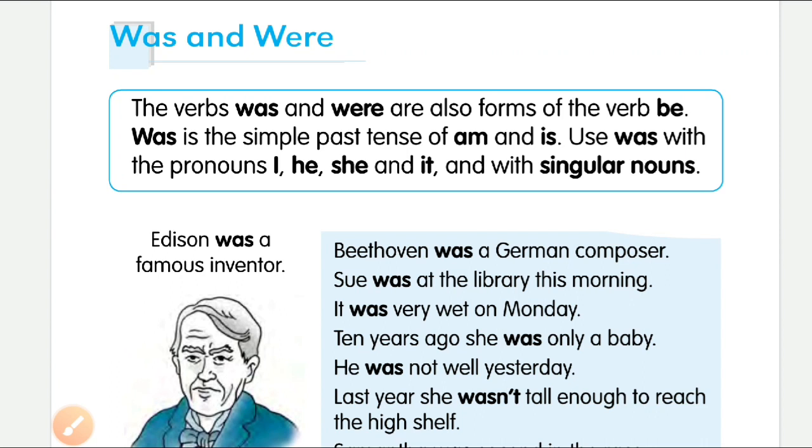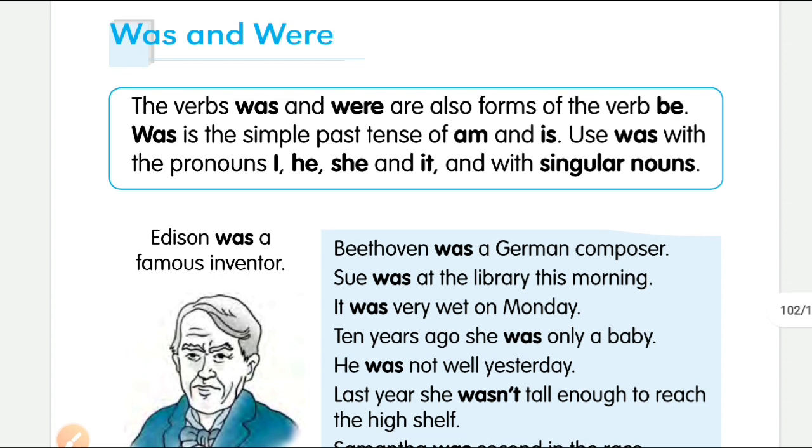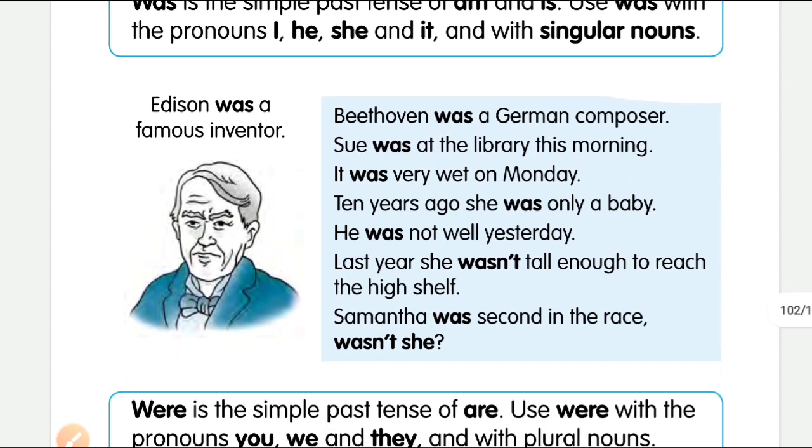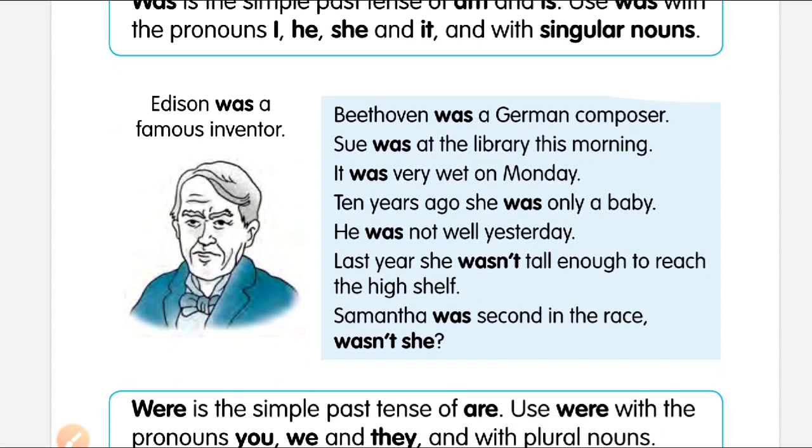The next part we are going to learn about is was and were. Like is, am and are, it is the past form of is, am and are. It is was and were. So it is also called be verbs, and after a single person we will use was, and after many persons or many things we will use were.